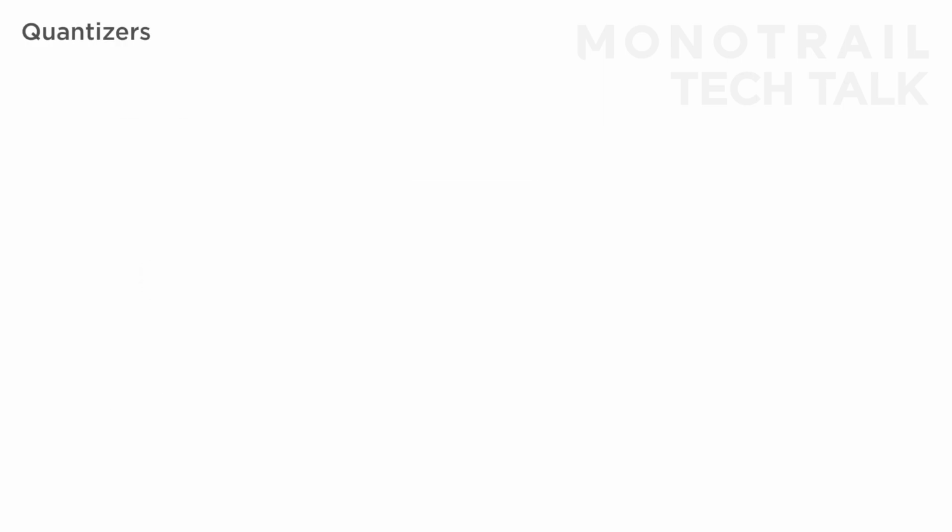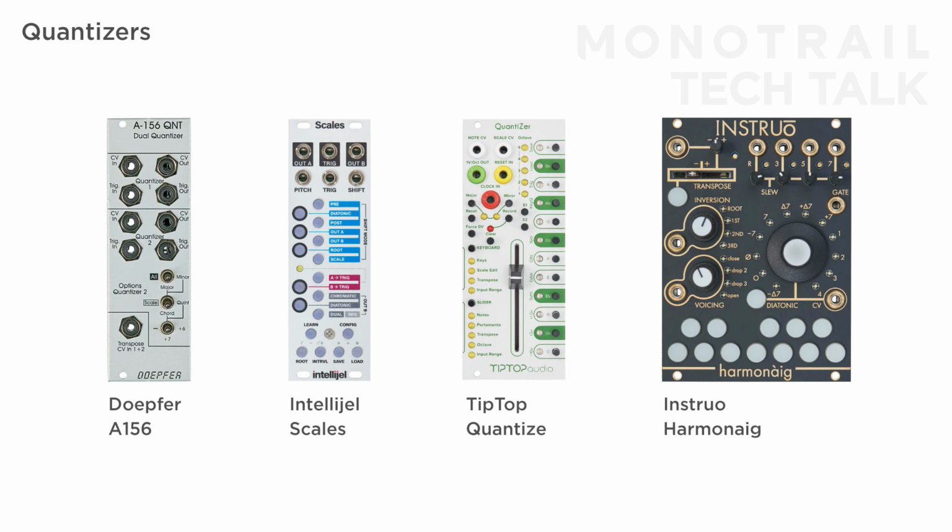There are a lot of different quantizers with different possibilities though, so if you're looking for any, be sure to read up on the module carefully. I used the Doepfer A-156. It's limited in its options, but does offer two independent quantizers in one.